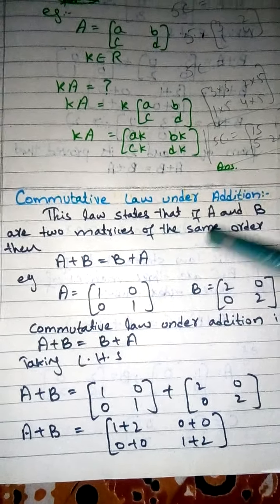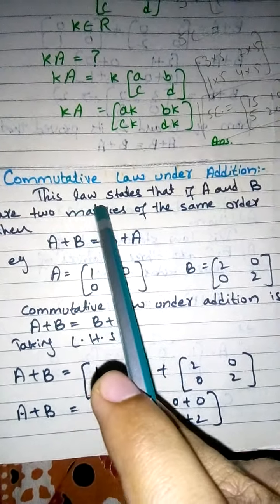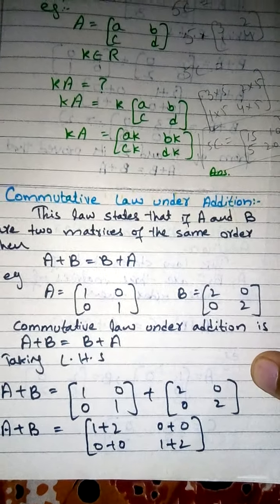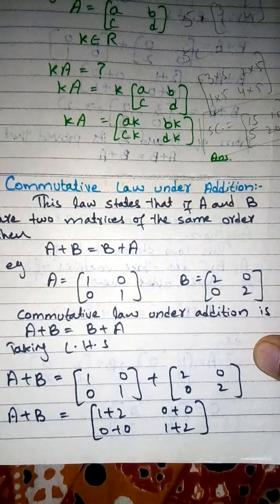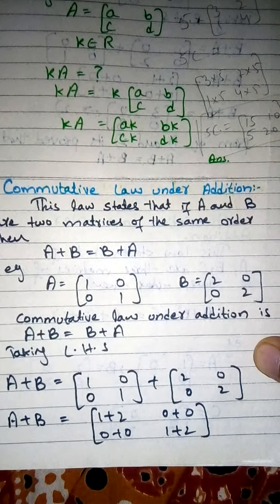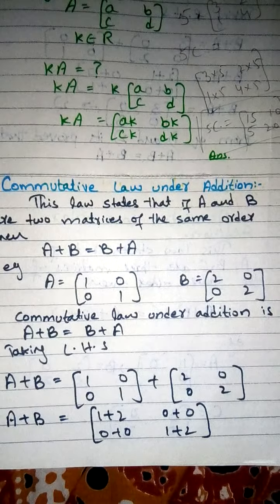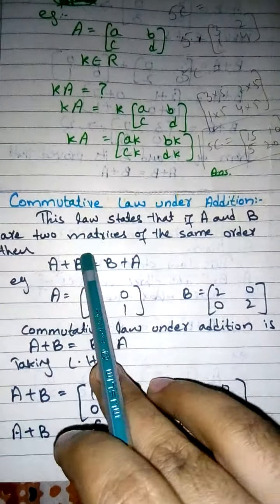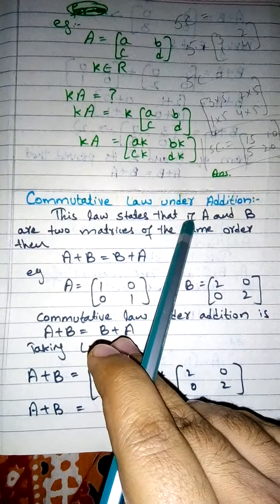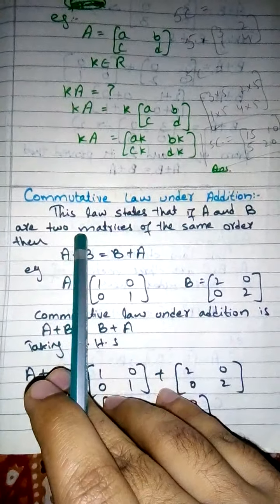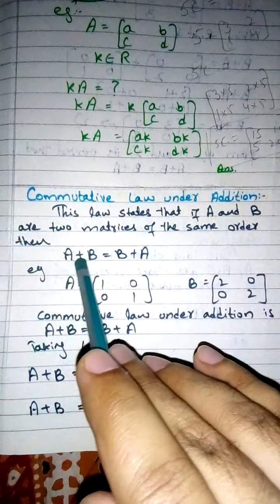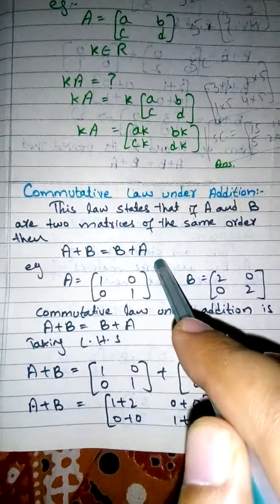Today's topic is commutative law under addition. So in this topic I will discuss what is commutative law under addition. Now, according to definition, this law states that if A and B are two matrices of the same order, then A plus B equals B plus A.